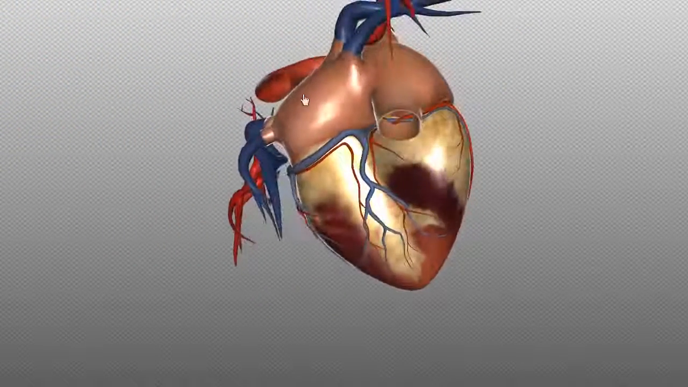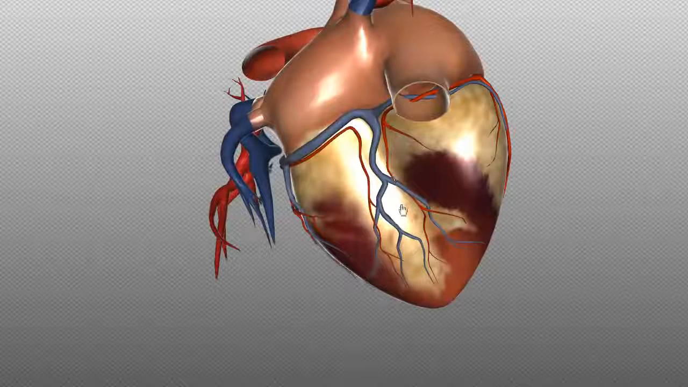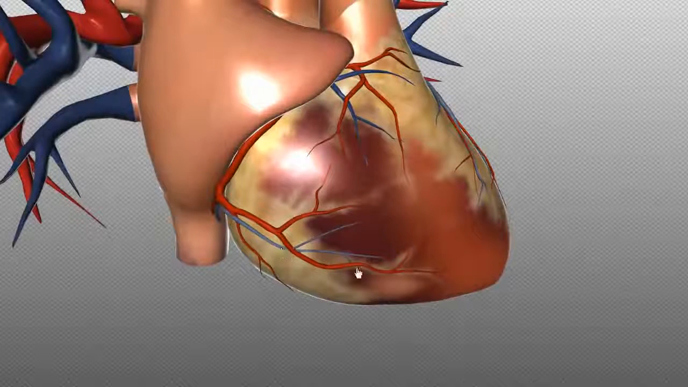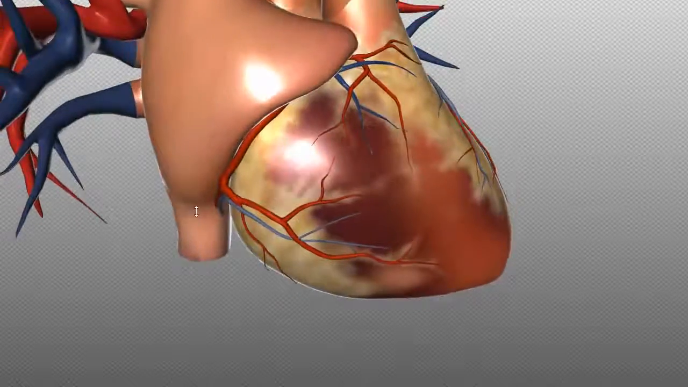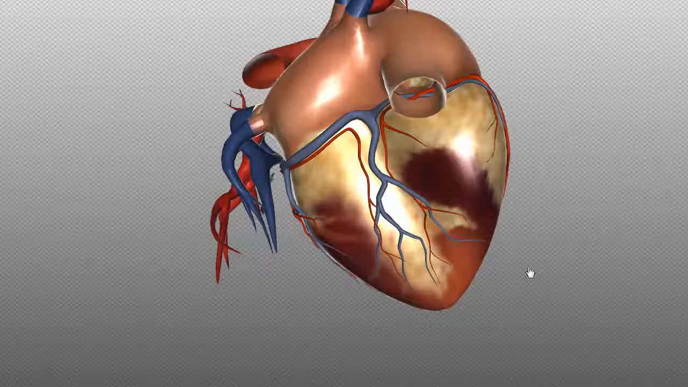The artery that branches off from the right coronary artery and runs down the posterior interventricular groove is the posterior interventricular artery, which is also known as the posterior descending artery. So you've got two branches of the right coronary artery: the right marginal artery, and the posterior interventricular artery, or posterior descending artery. This is the right coronary artery, which you can see here in the coronary sulcus.